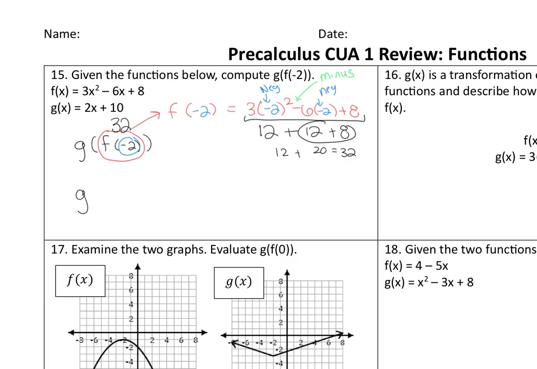So now I have to find g of 32. Well, g says 2 times something plus 10. And the something that we're going to plug in is this 32. So 32 goes in those parentheses. And again, you can type it in your calculator. I'm going to do it out loud. 2 times 32 is 64 plus 10 more, which makes an answer of 74.